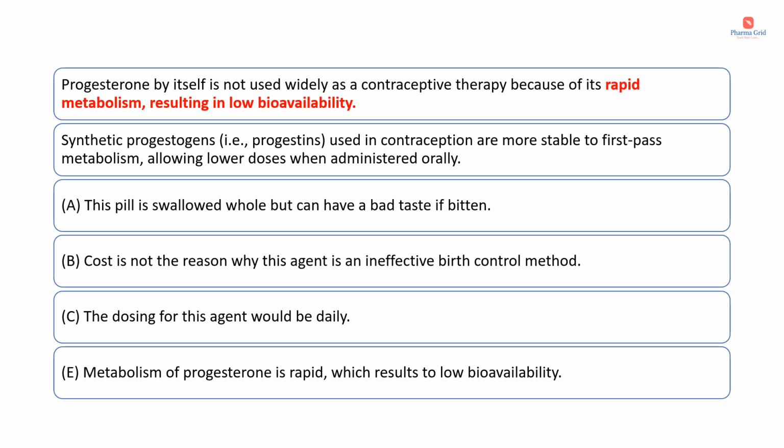Option A, this pill is swallowed whole but can have a bad taste if bitten. Then option B, cost is not the reason why this agent is an ineffective birth control method. Then option C, the dosing for this agent would be daily. Then option E, metabolism of progesterone is rapid, which results in low availability. So low bioavailability is the reason why progesterone is ineffective as a birth control pill agent by itself.